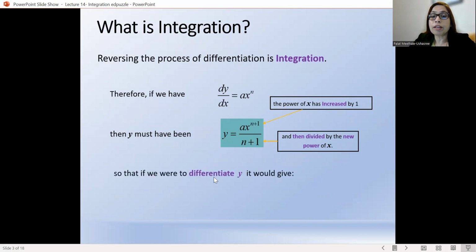So that if we were to differentiate y, it would give dy by dx is equal to n plus 1 times a x to the power of n plus 1 minus 1 over n plus 1, which is nothing but a times x to the power of n. So integration is simply the reverse process of differentiation.